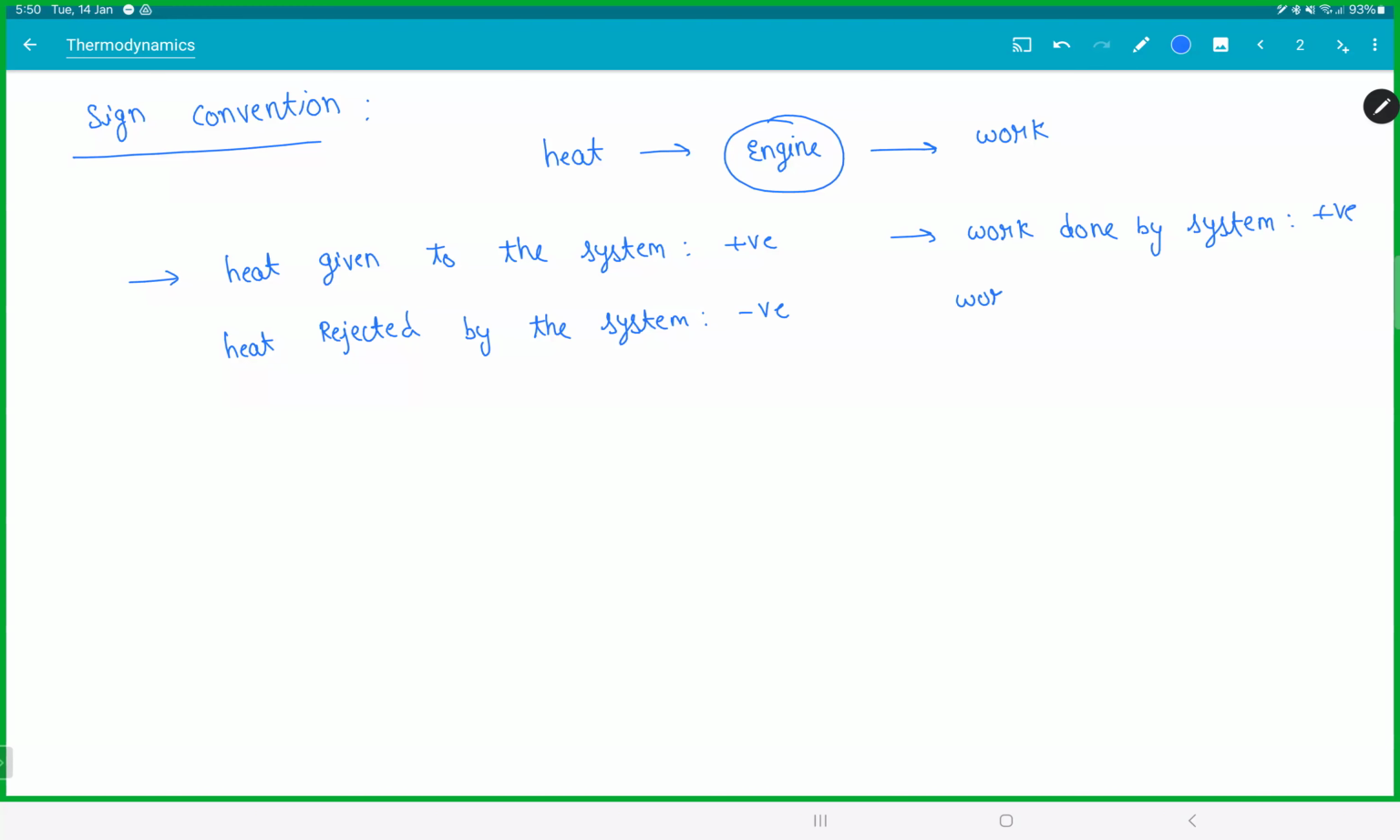If you have work done on the system, it's like you want to sit on the scooty and go, you don't want to push the scooty and go, right? So if you're pushing the scooty, you're giving work to the scooty. That is negative. So be careful with that convention. Clear with this? That is one important thing about the sign convention. Be careful with that.